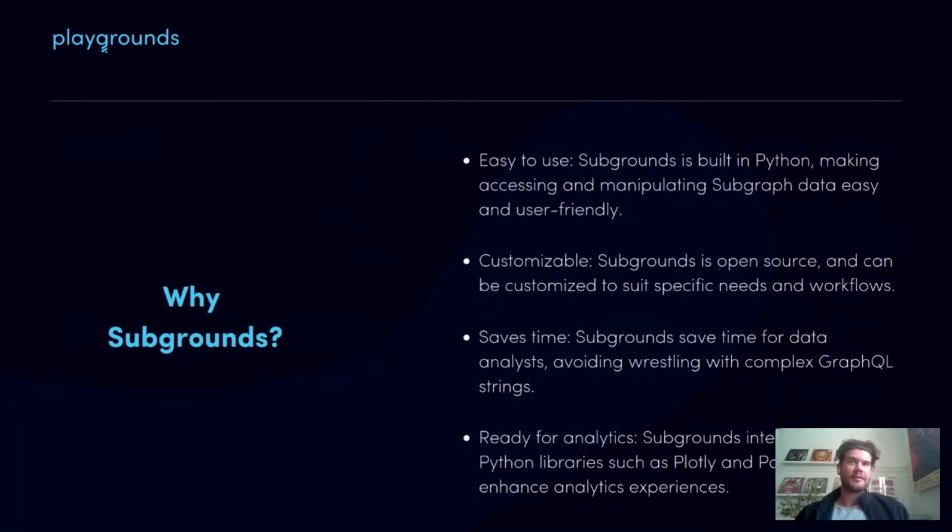So why should you use Subgrounds? Well, first of all, it's easy to use, and it uses standardized tooling that is very popular in the data science environment, like Python. And it's also very customizable because it's open source and it's built in a modularized way such that it's easy to add functionality to it. It also saves time. Subgrounds takes care of a lot of the nitty gritty of getting your data into your environment, such as paginating, formatting the JSON data into data frames, and interacting with GraphQL, right? So with Subgrounds, you don't even need to write raw GraphQL, as we will see.